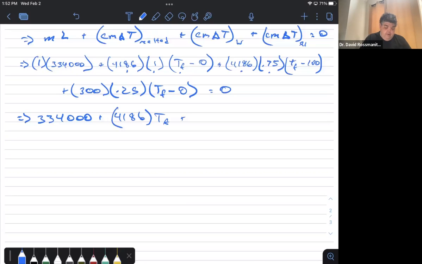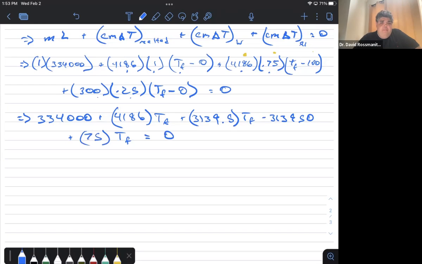So I get my calculator. 4186 times 0.75 is 3139.5 times TF. And then 4186 times 0.75 times negative 100. 4186 times 0.75 times 100 gives me minus 313,950. Okay, so there's that term. And then the final term, 300 times 0.25 times TF. So 300 times 0.25, that is 75 times TF. And there's all the numbers.